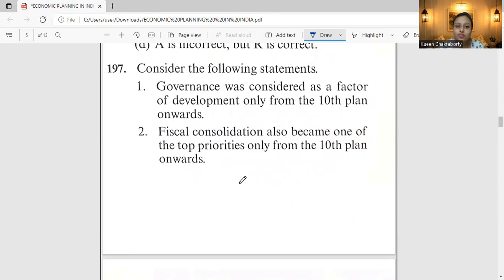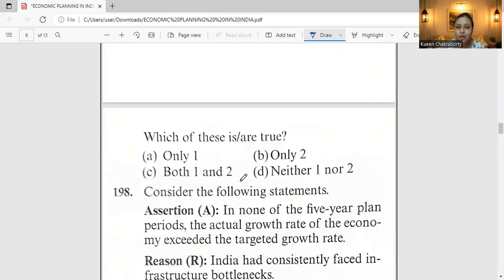Consider the following statements: one, governance was considered as a factor of development only from the 10th plan onwards. Two, fiscal consolidation also became one of the top priorities from the 10th plan onwards. Which of them are true? Only one, only two, both one and two, neither one nor two. Okay, that means we have to say which is the correct option. So see accordingly.